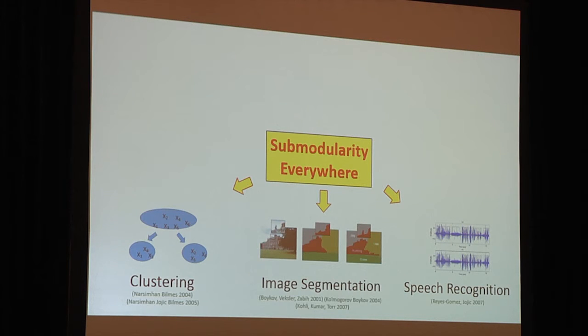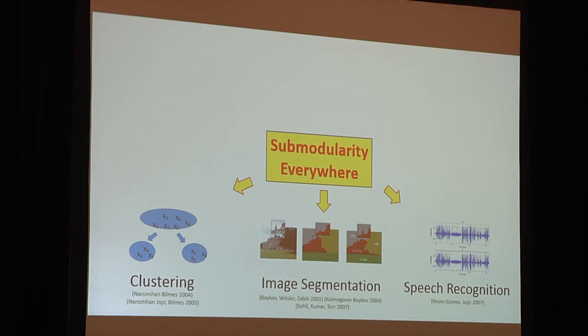Okay, so why care about submodularity? I claim that submodularity is all pervasive. And in the last decade or so, there have been a lot of applications in machine learning. For instance, if you want to cluster a bunch of random variables into parts that look as independent from each other as possible, then you want to find a partition that minimizes mutual information, which is a submodular function. There are other examples in image segmentation, structured learning, speech recognition, and so on.